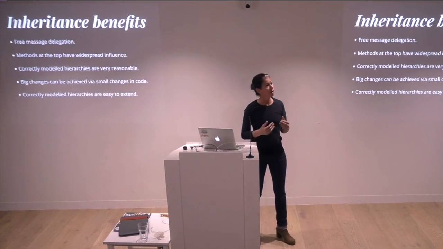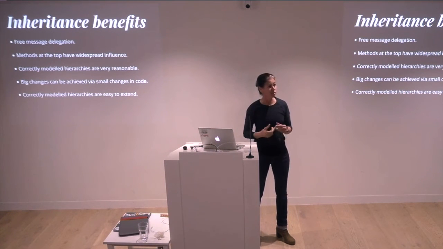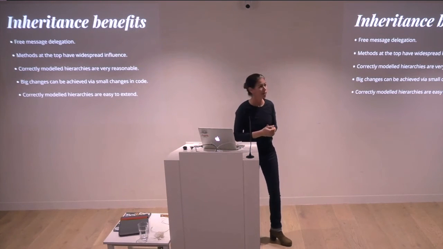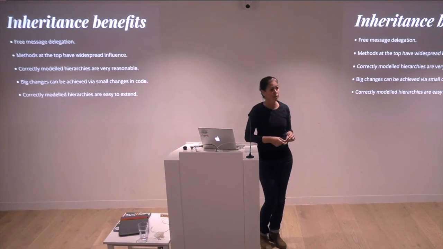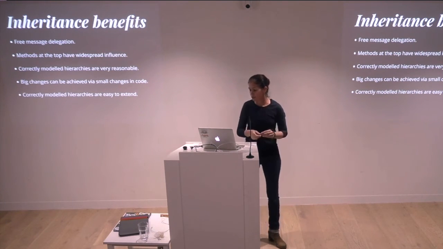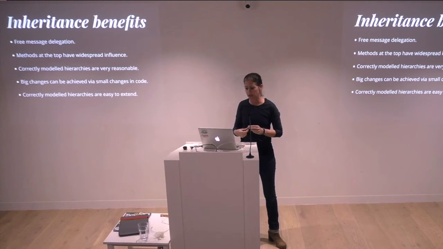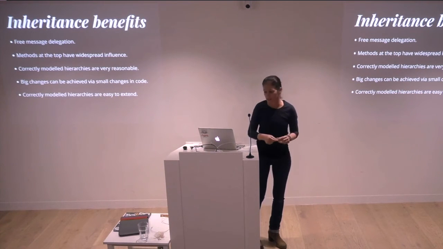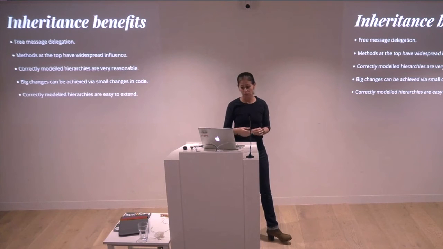So the benefits of inheritance: you have free message delegation. If I don't have this message, I'm going to look up into my parent to look for it. Methods at the top have widespread influence, so you don't need to write much and all the children have the same methods. Correctly modeled hierarchies are very reasonable. Big changes in behavior can be achieved by small changes in code, so we can easily create new classes to accommodate new variations of objects. Correctly modeled hierarchies are very easy to extend. The hierarchy embodies the abstractions, and every new subclass plugs in a few concrete differences.